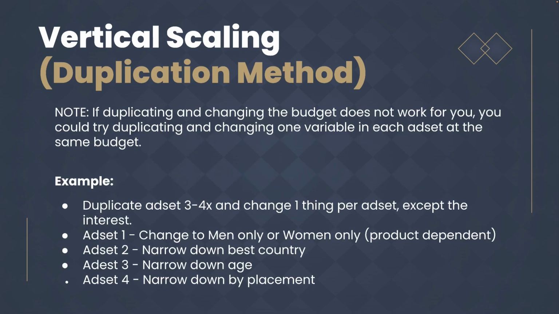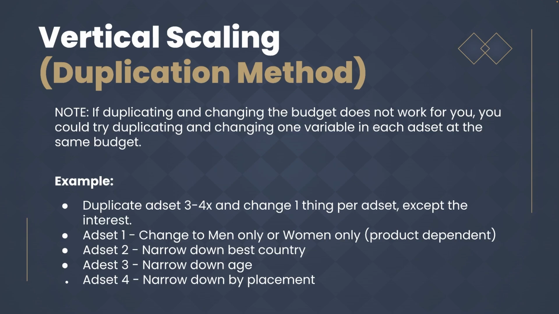And please note that if duplicating and changing the budget does not work for you, you could try duplicating and changing one variable in each ad set at the same budget. So for example, you duplicate the ad set 3 to 4 times and change one thing per ad set except the interest. Let's say in ad set 1, you would change it to men or women only.